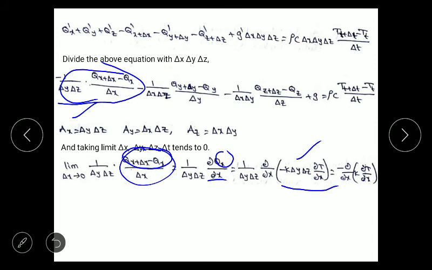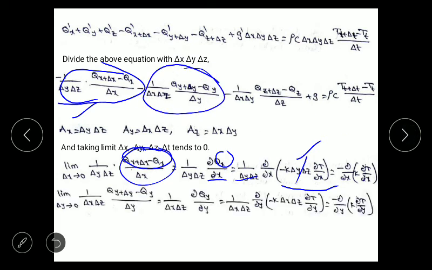Now this delta y into delta z gets cancelled with this delta y into delta z, as there is no variable with respect to x to differentiate. The remaining term is minus dou by dou x of k into dou T by dou x. Right? In the same way, for the second term as well, do the same procedure.